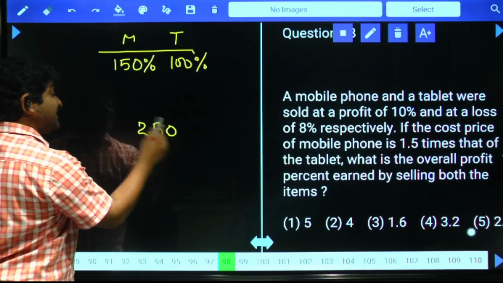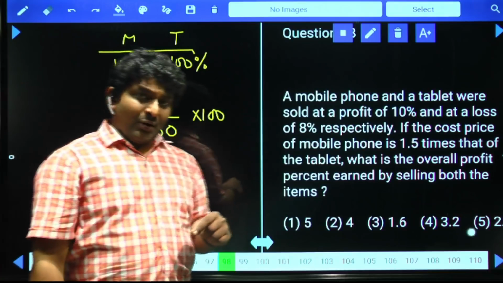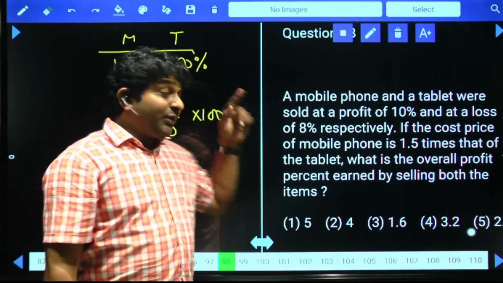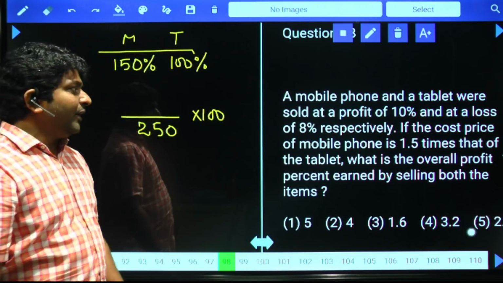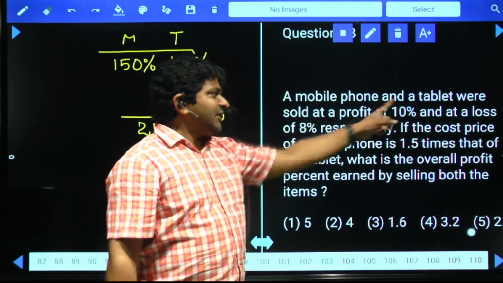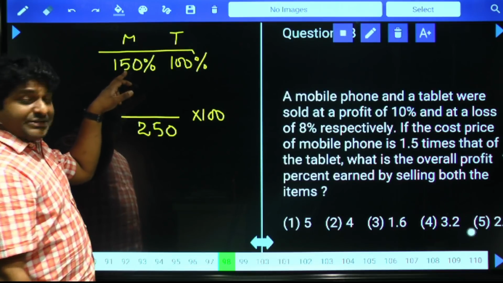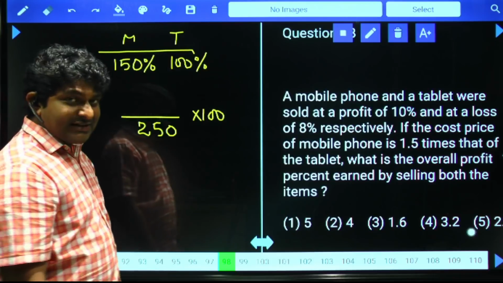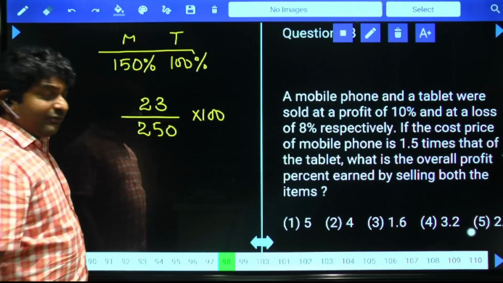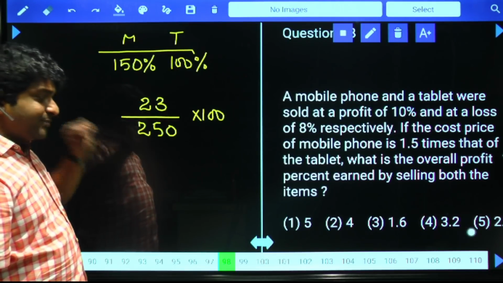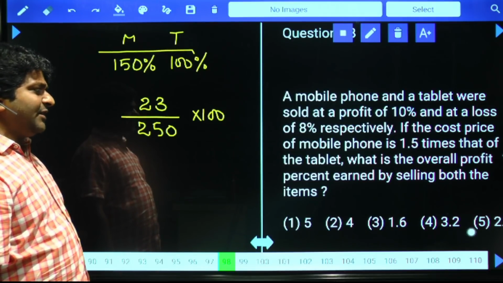But your question is the overall profit percentage. Overall profit should be calculated with respect to total cost price: total profit by total cost price. Total cost price we already know. On mobile, we are getting 10%. On tablet, we are getting 8%. 10% of 150 is 15. 8% of 100 is 8. So total profit is 15 plus 8, that is equal to 23. 23 is total profit out of total cost price 250, times 100. Overall profit percentage earned by selling both the items.